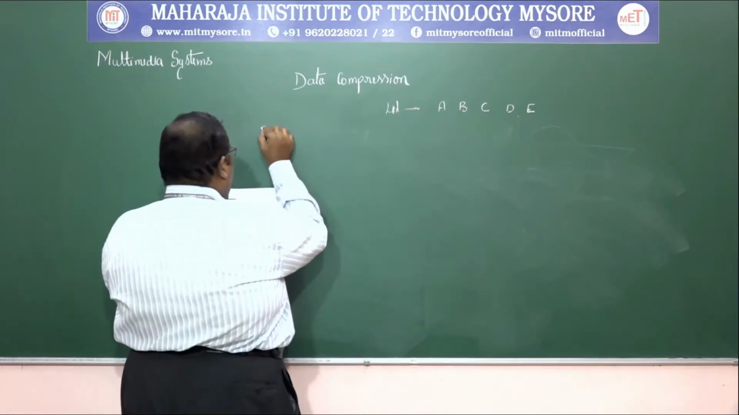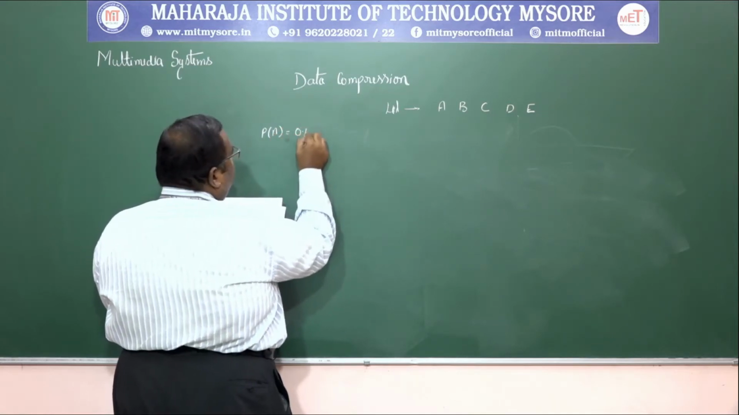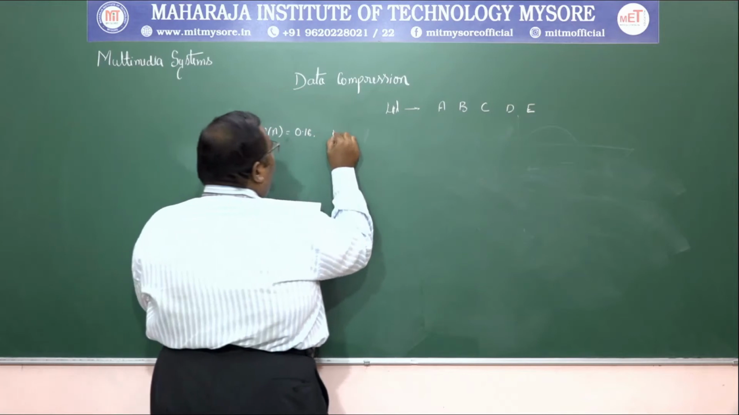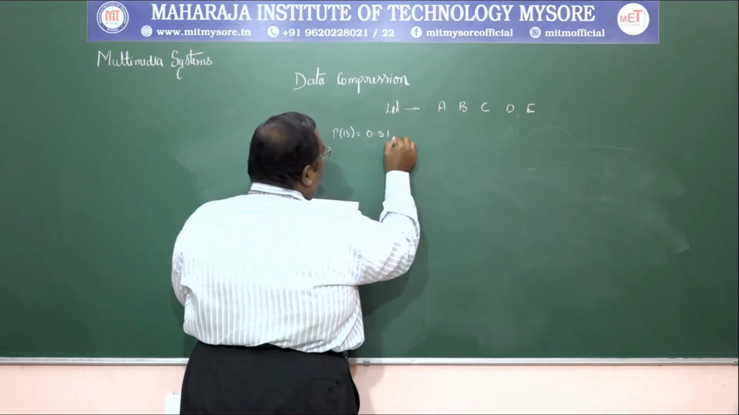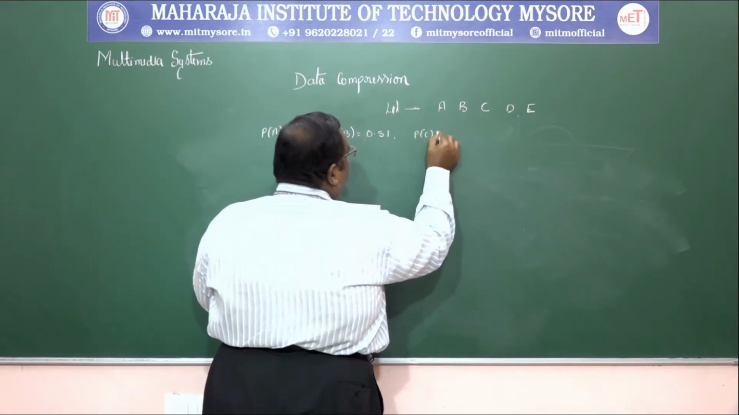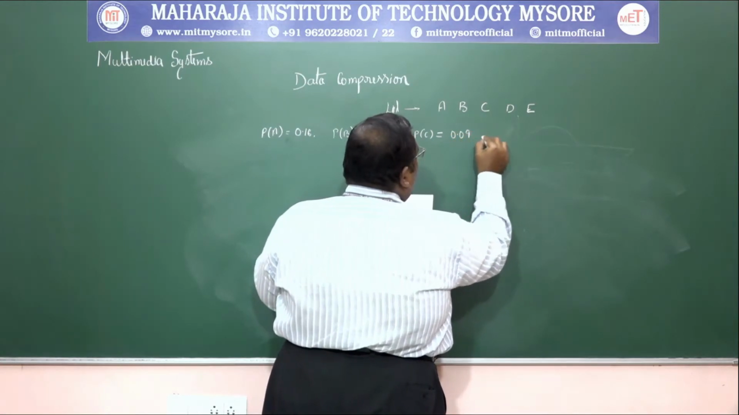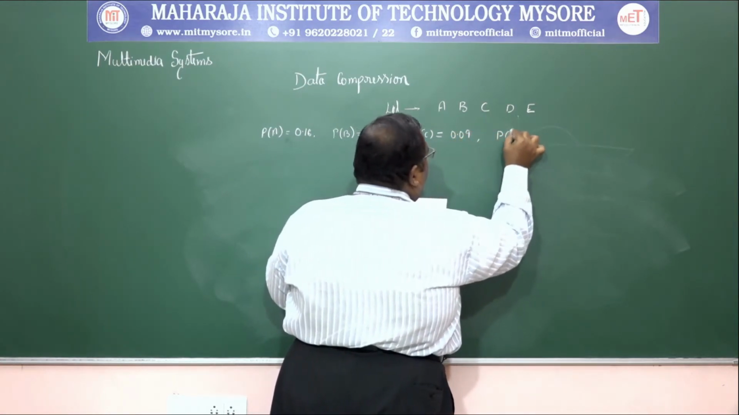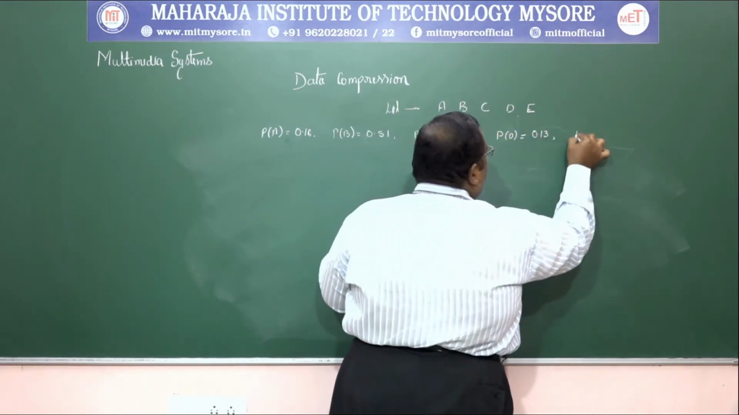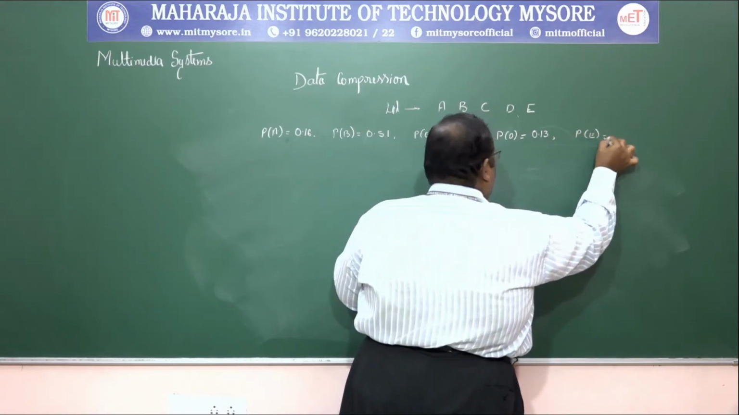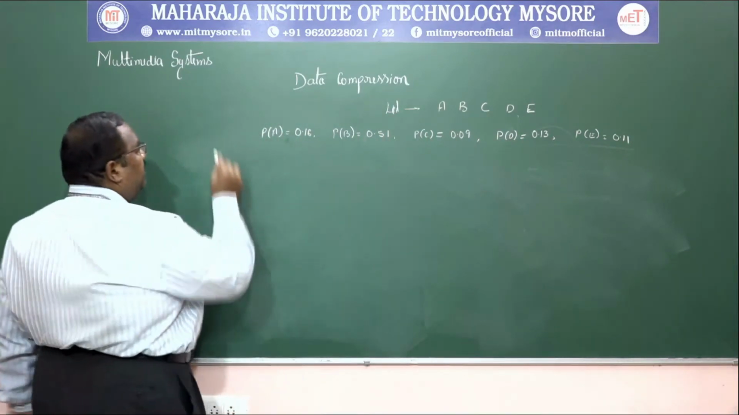What is the probability of A? It is represented as P of A equal to 0.16. The probability of B is equal to 0.51. The probability of C is equal to 0.09. Then the probability of D is equal to 0.13. The probability of E is equal to 0.11. Okay, this is given.